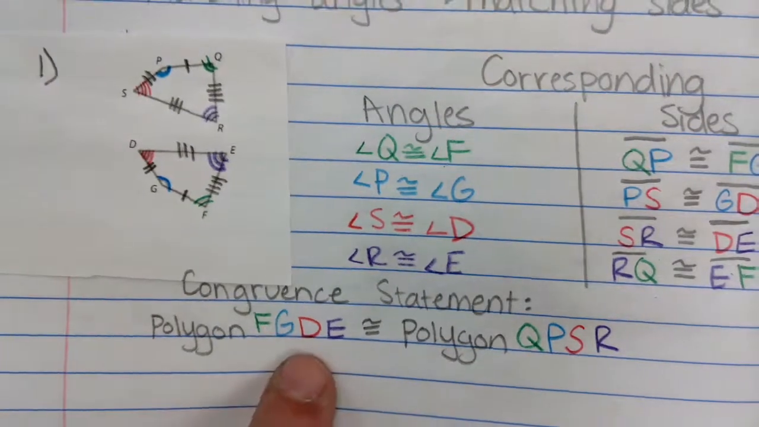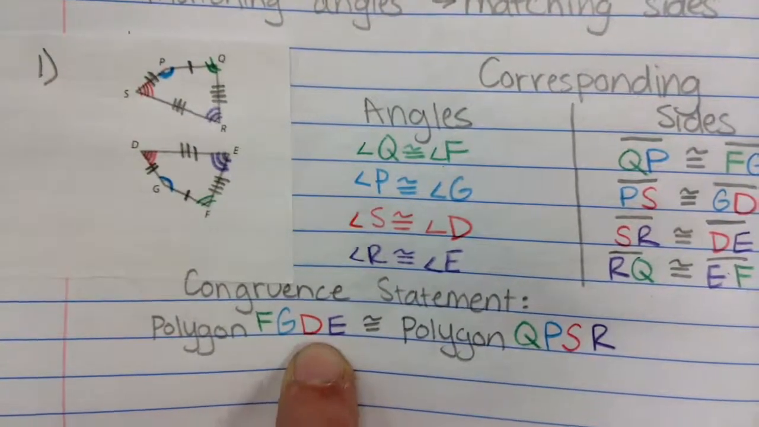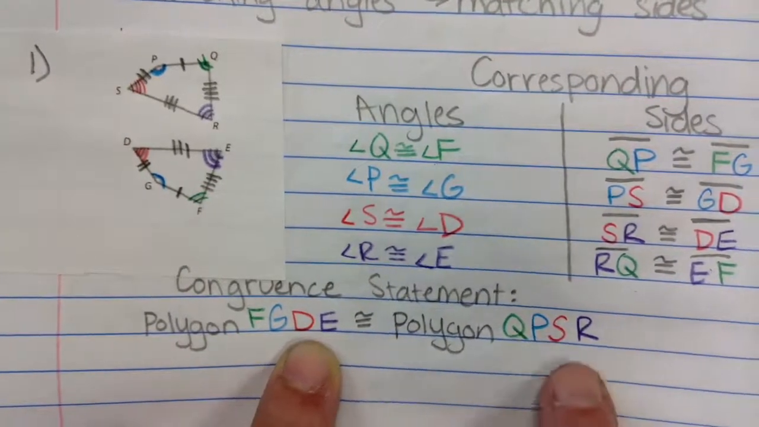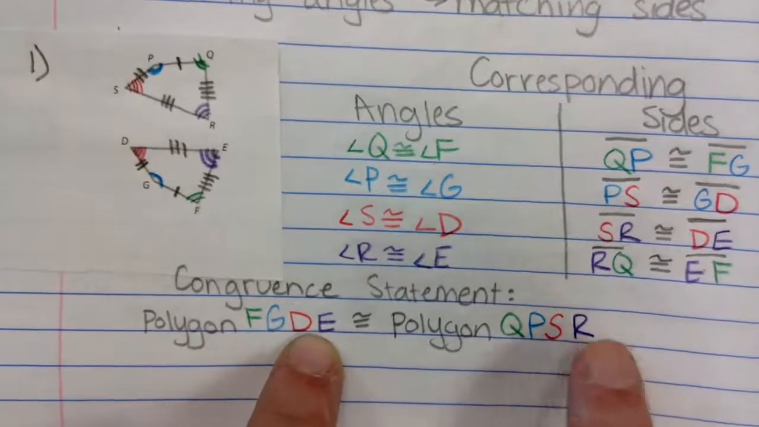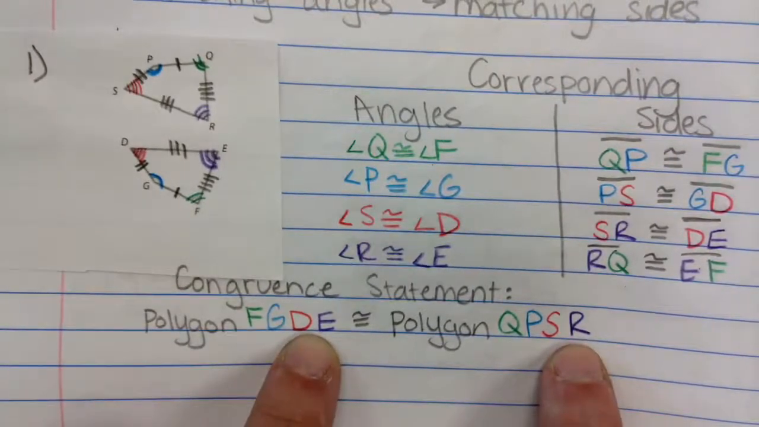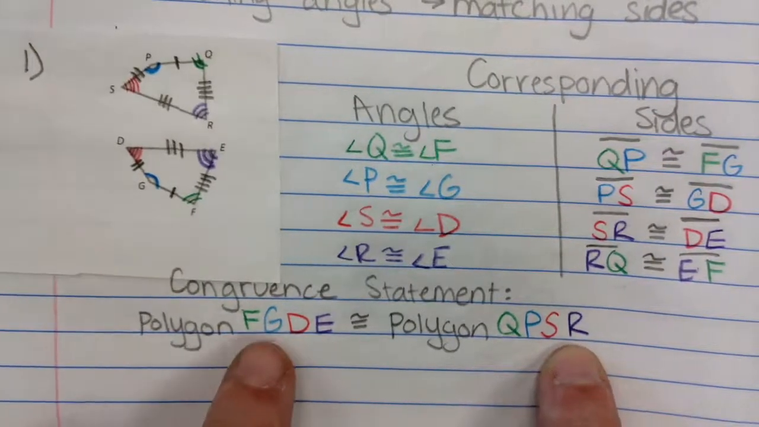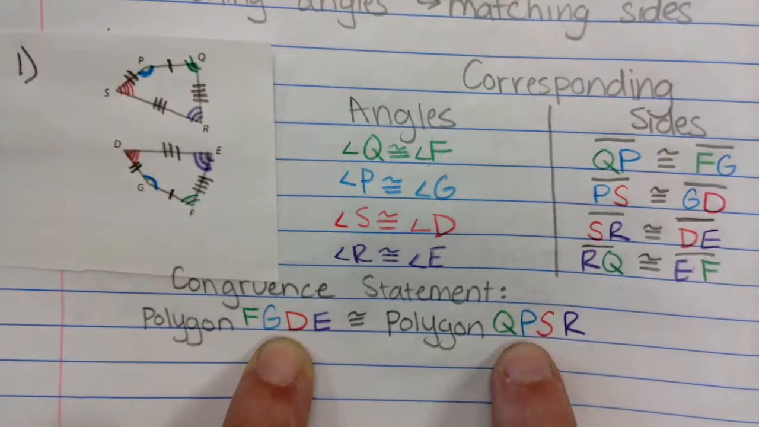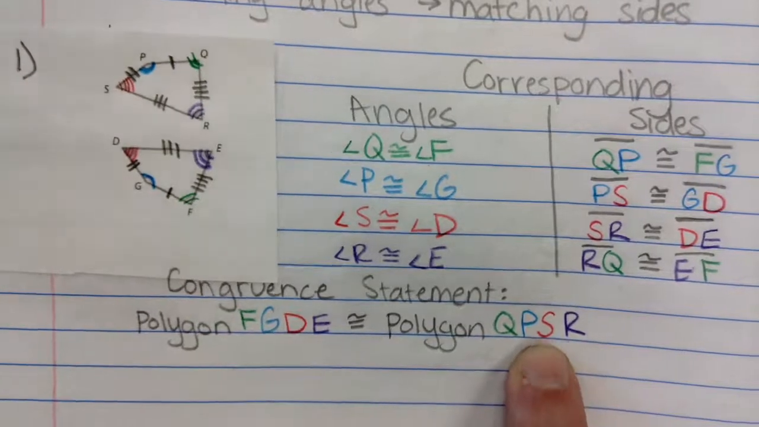We could look at DE. And I know the segment that connects DE is going to be congruent to the segment that connects SR, because they're both the last two in each of those statements. Or the segment that connects G to D would be congruent to the segment that connects P to S.